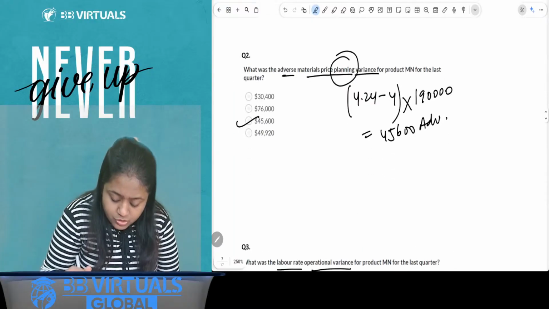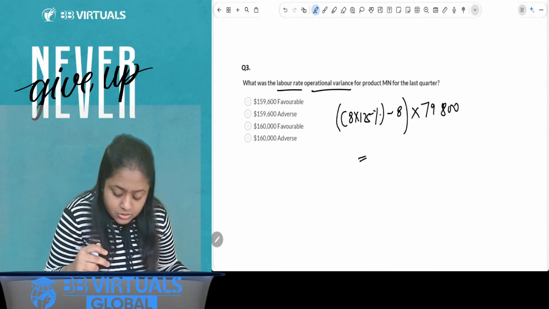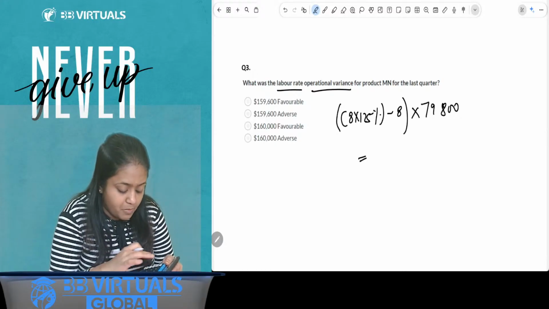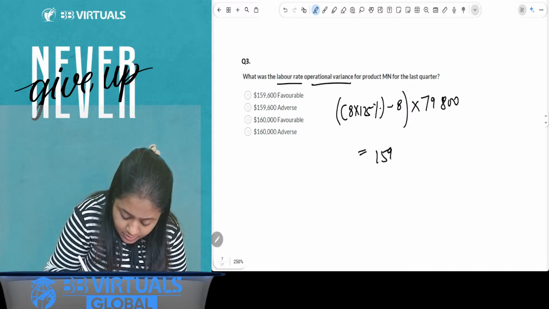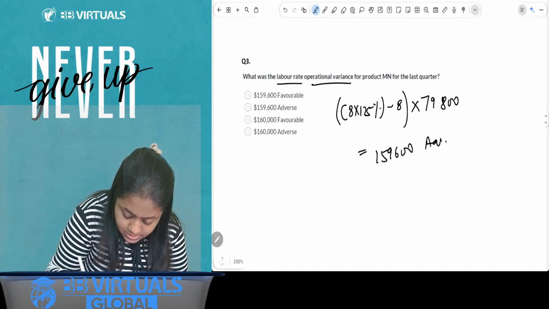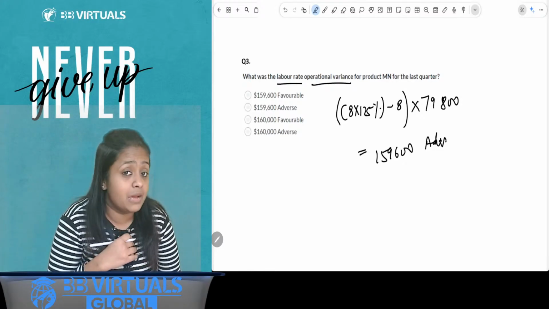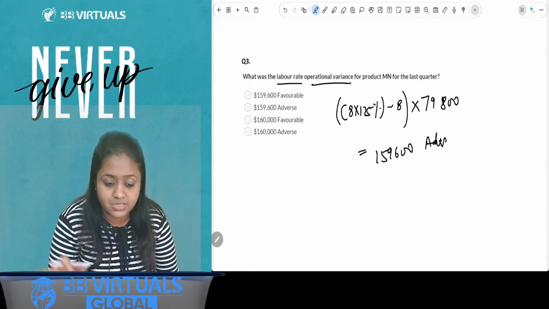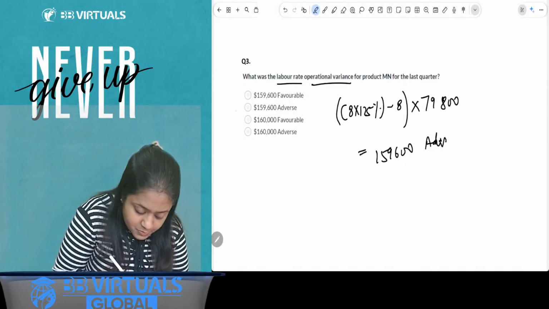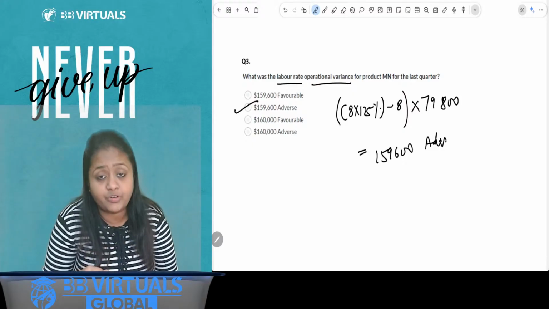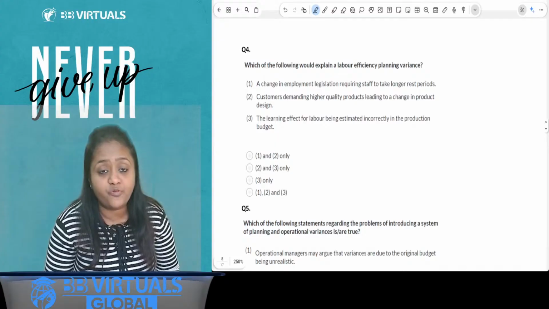Now you just have to multiply 2 by 79,800 hours. 2 multiplied by 79,800 is 159,600 adverse. Why adverse? Because your revised budgeted rate is more than the original budgeted rate. So it is adverse. Clear? 159,600, and it is an adverse variance. So my answer is B, 159,600 adverse. I hope you guys are able to follow. Let's do the fourth one.